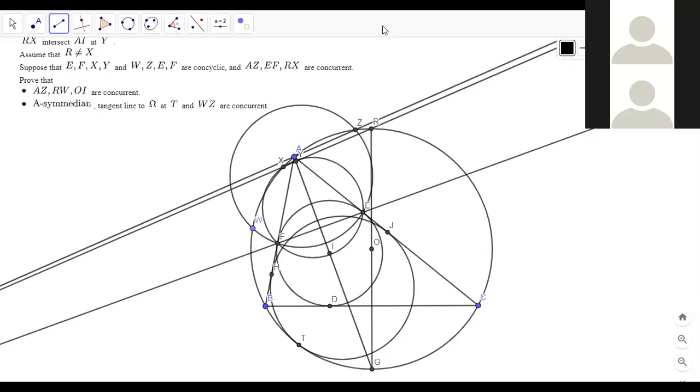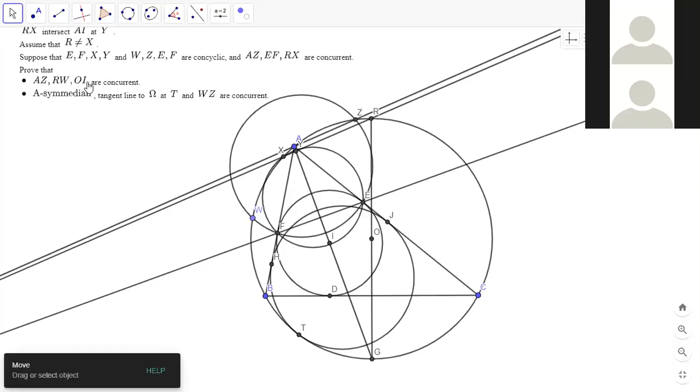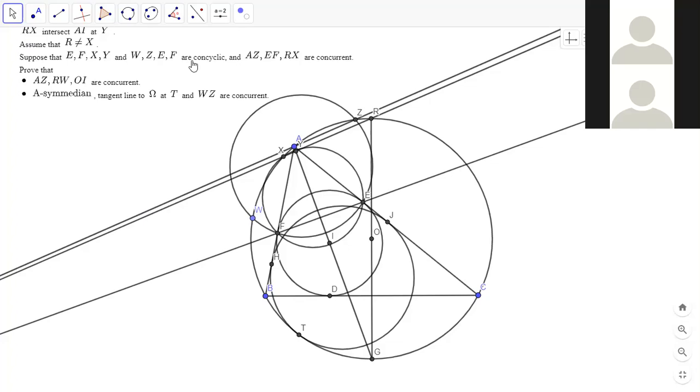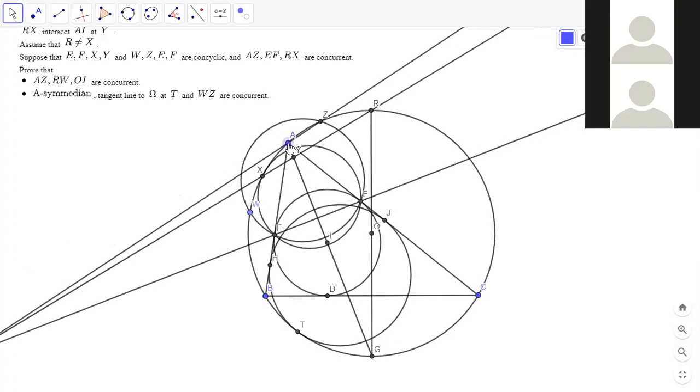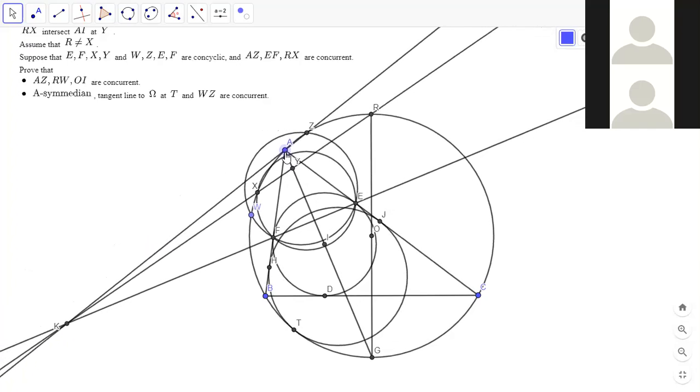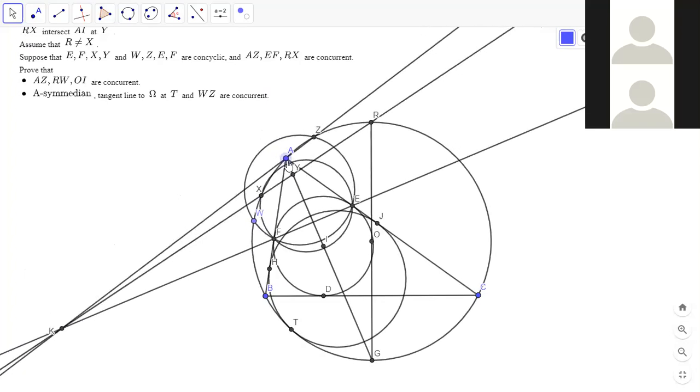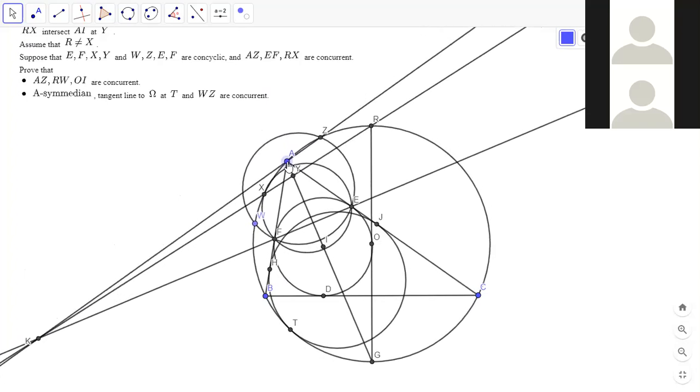So maybe I didn't. Should we draw Y and not care about concurrence? Maybe we could. Wait, but XY, wait, AZ, RW, wait, AZ, EF, and RX are concurrent. And I guess these lines are just really, really close. Yeah, maybe we should just draw point Y. I kind of like that.